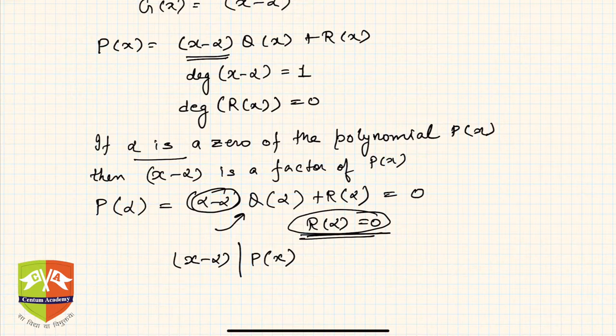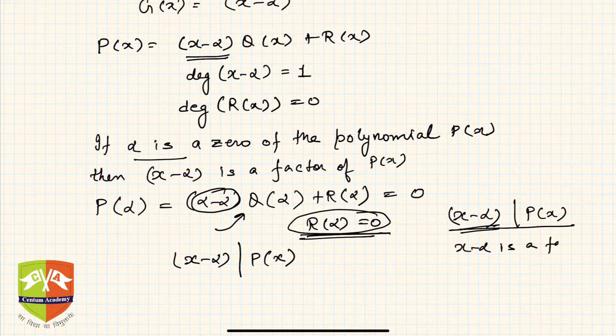And what was the divisor? The divisor was x minus alpha. So when you divided the polynomial p(x) by x minus alpha, you got remainder 0. That means x minus alpha is a factor of p(x). This is denoted by a vertical line, read as x minus alpha divides p(x), or is a factor of p(x).